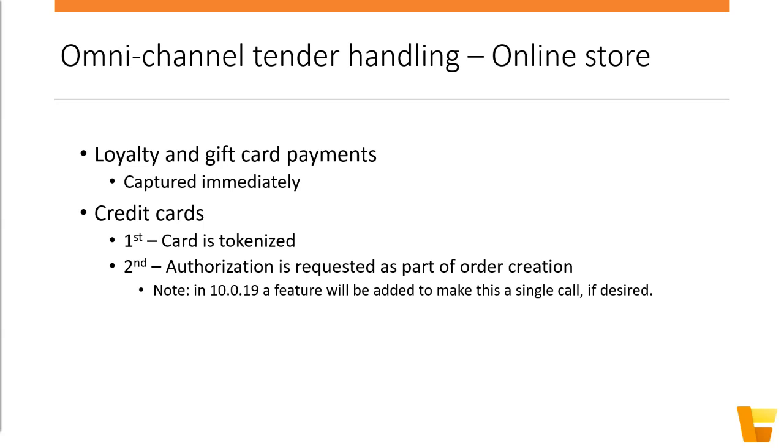For credit cards, when you're online, first we'll tokenize the card when the customer enters their card details, and then we request an authorization as part of order creation. So today that's a two-step process, and we have feature work coming in 10.0.19 that will make it a single call if desired. So there will be one call where we request a token for the card and make the authorization request at the same time. And that will happen as the very final step of order creation within e-commerce.